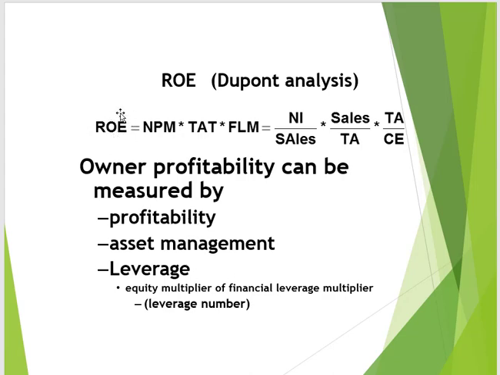Which then says, look, if you want to increase profitability, you have to increase one or more of these three things. You have to increase overall profitability of the company. You have to become more efficient, right? You bought assets, you need to generate more sales on those assets. And then finally, you need to find a way to increase the leverage of the company.